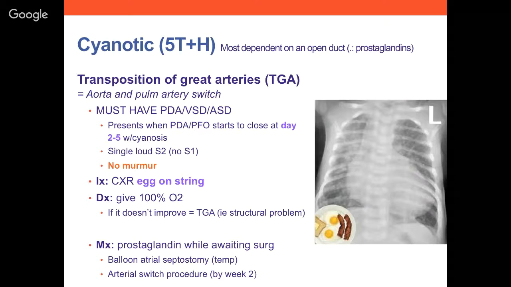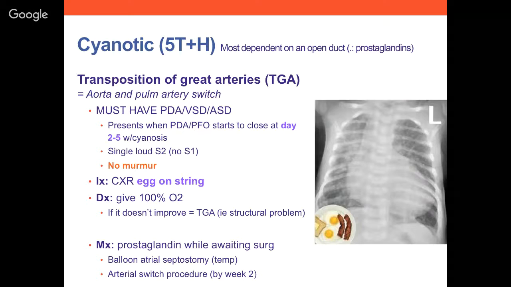So in order for these guys to survive, they need to have some sort of hole somewhere. So either a PDA, VSD, or ASD, which, as you remember, are the acyanotic defects. So they have this problem, but they also need a hole in order to survive. Cool? What happens is these guys present usually at day 2 to 5, because, you remember, the ductus arteriosus closes within a couple of hours to days. So they present not immediately, but within a few hours to days. Usually day 2 to 5.